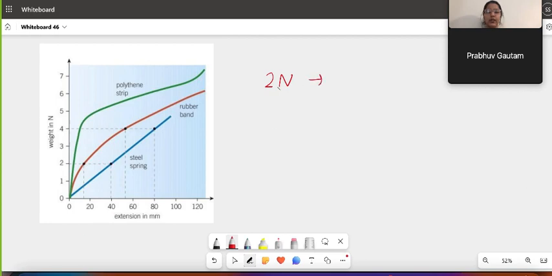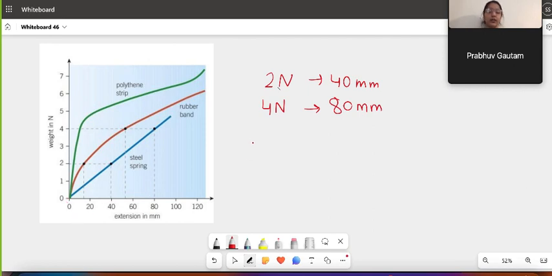It is 40 millimeters. Now I increase the weight from 2 to 4. Now can you tell me what's the extension? It's 80 millimeters, so it's quite linear. So that means by increasing the weight, the extension is also increasing.